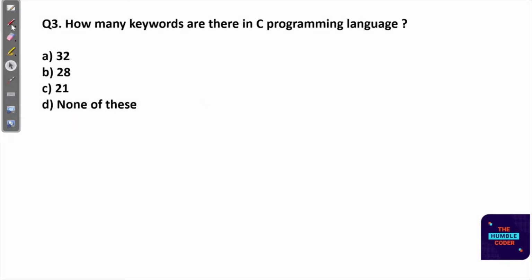How many keywords are there in C programming language? So we have the options as 32, 28, 21, and none of these. So the correct answer for this question is we have 32 keywords in C programming language. So the correct answer would be option A for this question. Moving ahead with the next question.